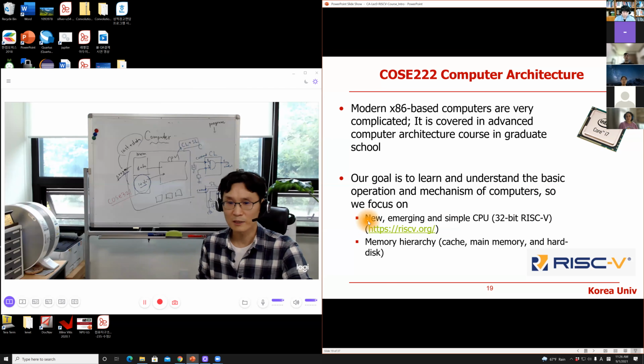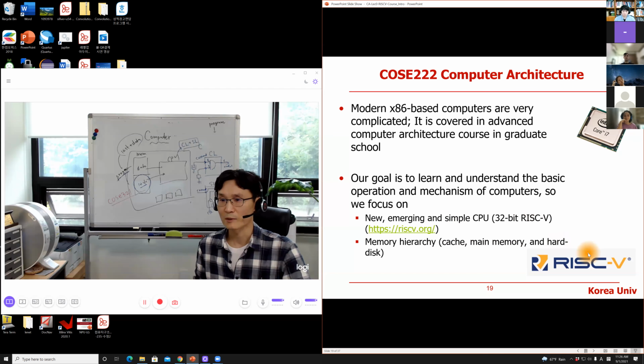The first bullet: CPU in this class. And the second topic: memory components inside the computer, cache, memory, hard disk. Why do you have to have these different memory components in a computer? The answer is performance, because of performance.